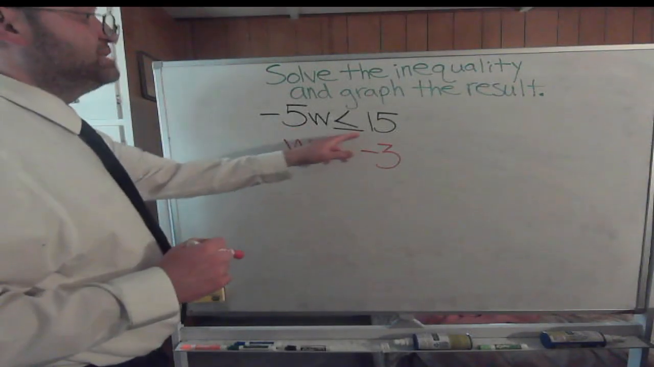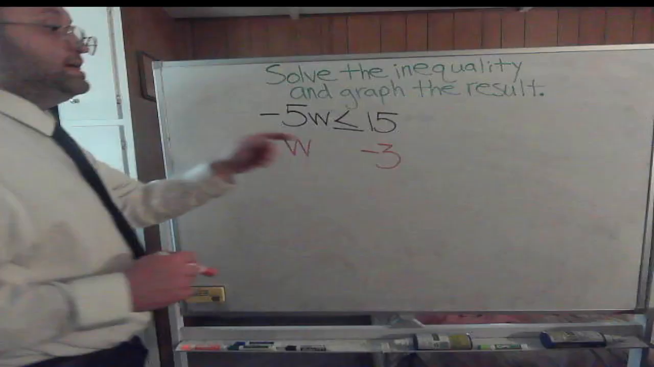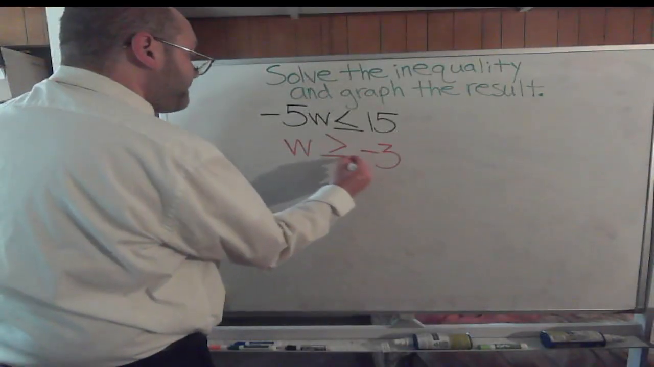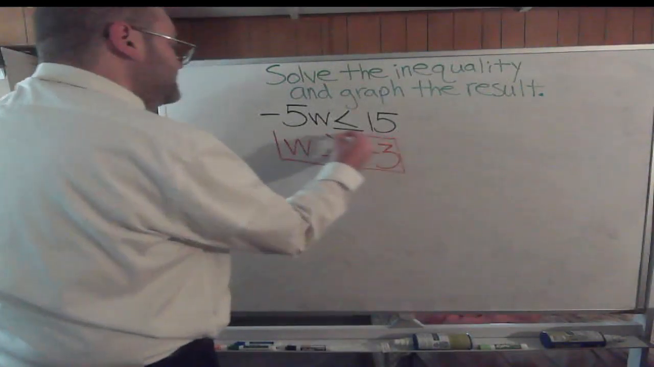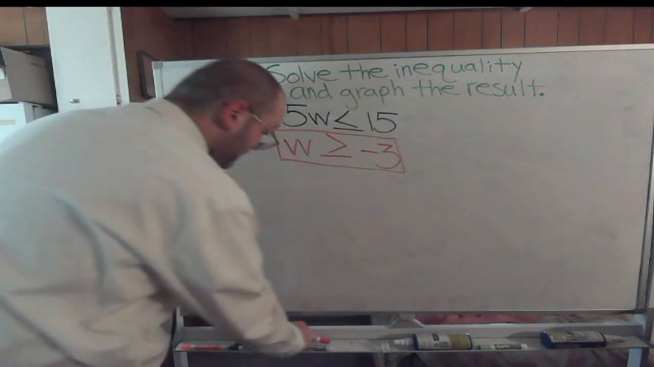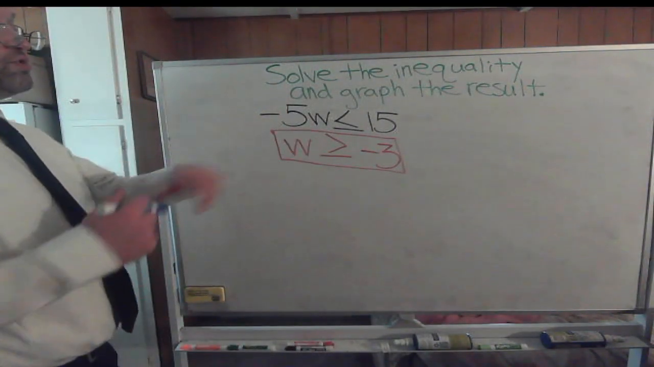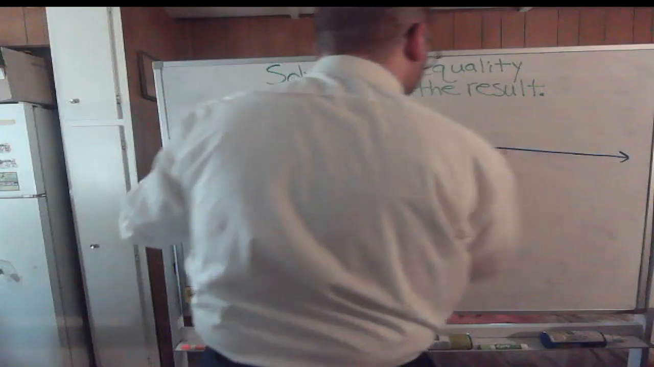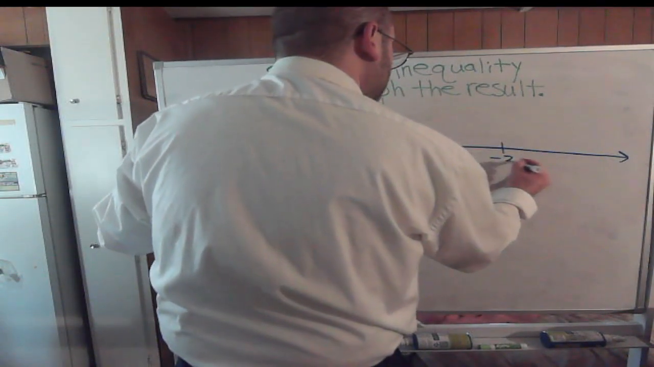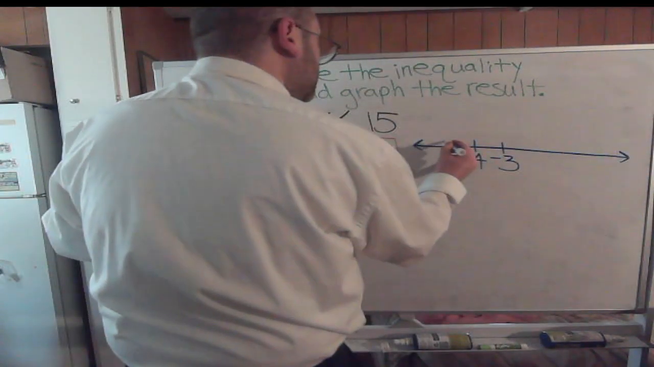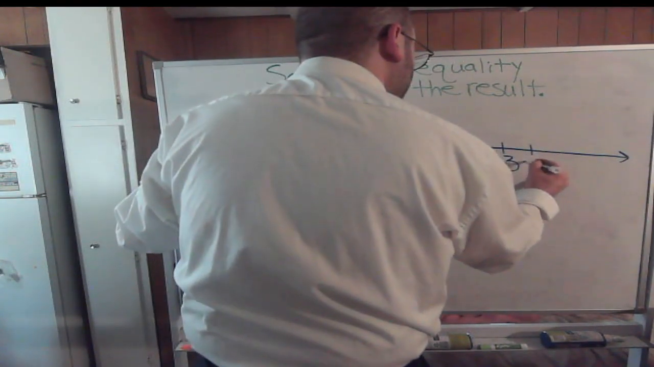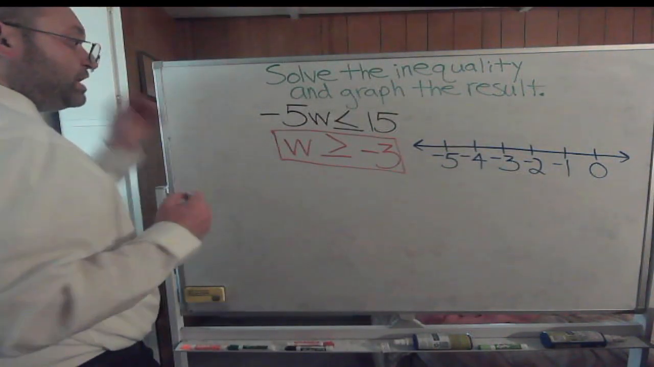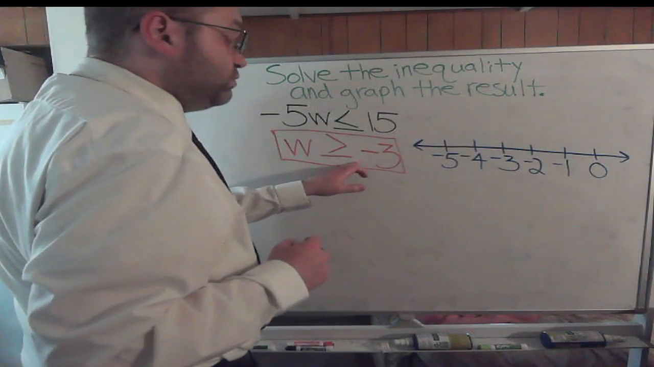But you divided both sides by a negative, therefore it's going to flip that sign. The original sign was less than or equal to, it's about to become greater than or equal to. So the actual answer you will get is w is greater than or equal to negative 3. Now we need to graph it on a number line. So I'll put negative 3 roughly in the middle, negative 4, negative 5, alright, let's see here, negative 2, negative 1, then 0.